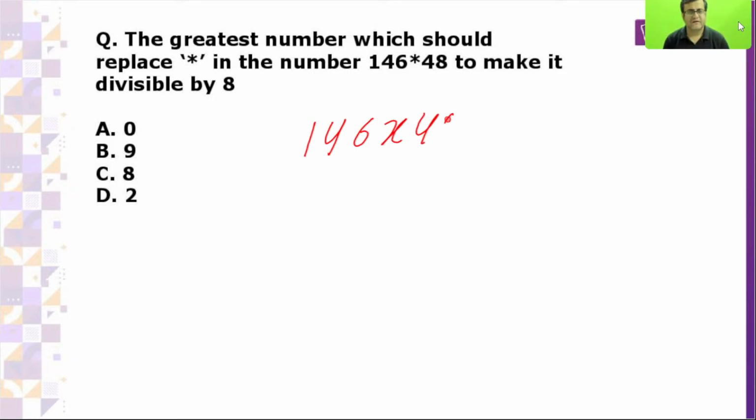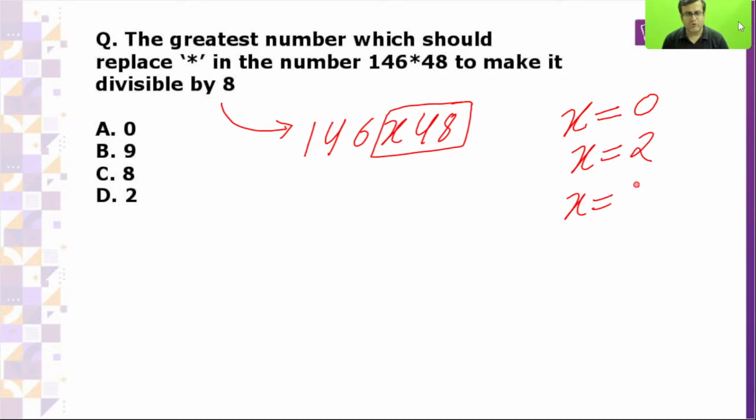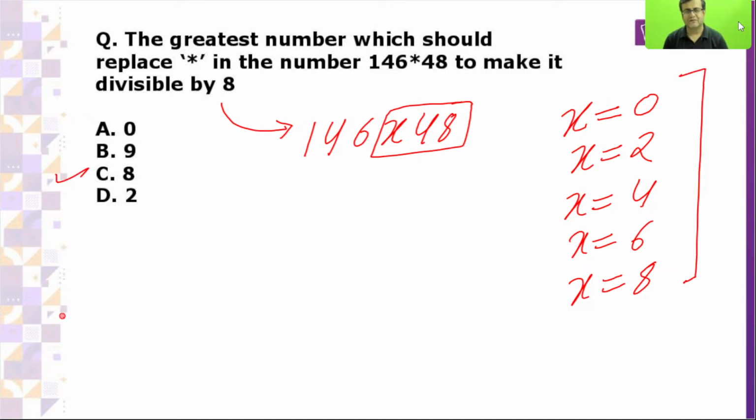146x48 divisible by 8. In this case, the last 3 digits must be divisible by 8. Tell me, what will you say? At the place of x, they are asking for the greatest. x can be 0, x can be 2, x can be 4, x can be 6, x can be 8. As they are asking the maximum, so this is the value. The value of this will be 8. This is the maximum. How many possible values? 5 possible values. But the maximum will be 8.